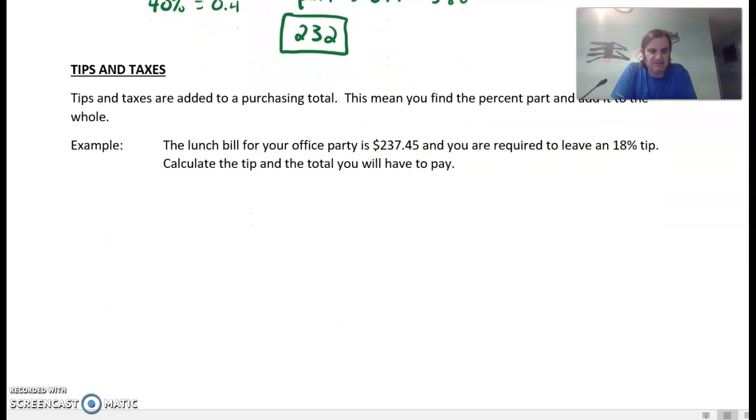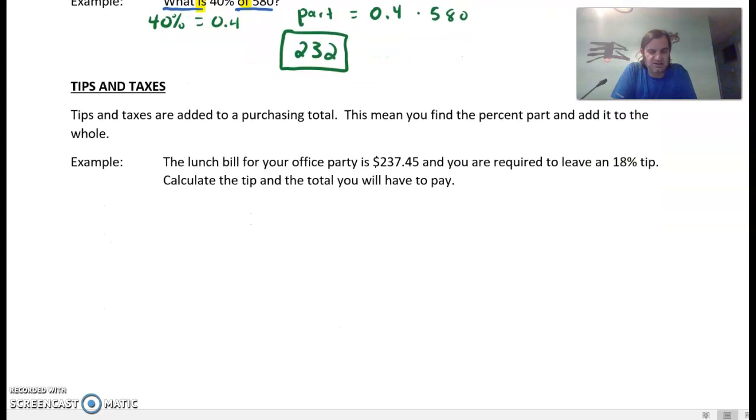Okay, so now let's do a couple of calculations in kind of word problems. Tips and taxes. Tips and taxes are added to a total purchase. So usually if you're charged sales tax on something, it's a certain percent of the total. And if you leave a tip, you're usually asked to leave it in terms of a certain percent of the total. So these are added to your bill or your charge. So we've had to find that part, that percentage, and then we have to add it to the bill.